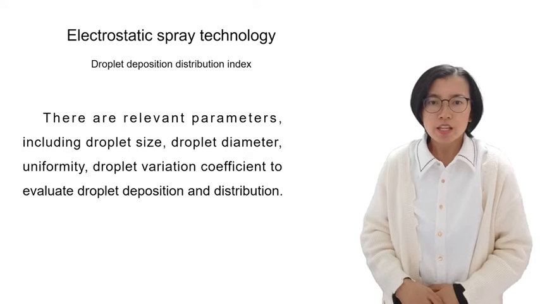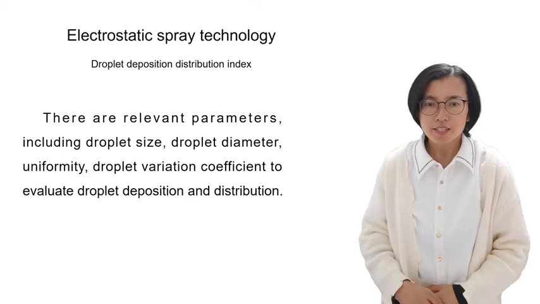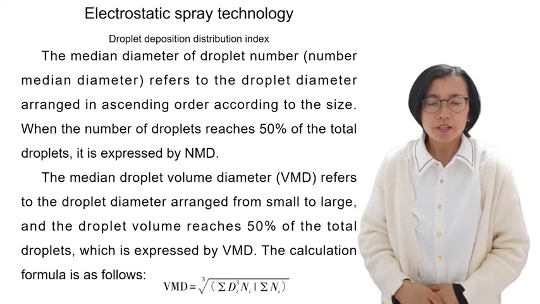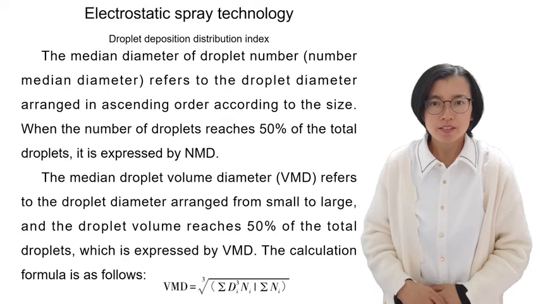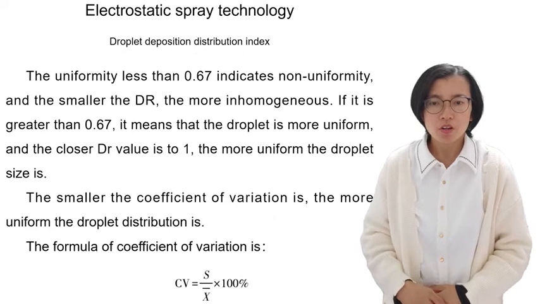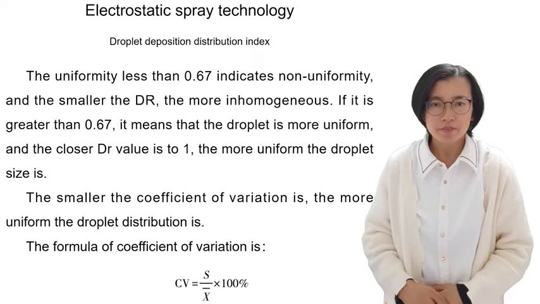There are some relevant parameters, including droplet size, droplet diameter, uniformity, and droplet variation coefficient, to evaluate the droplet deposition and distribution. Here are some formulas about the indexes. This is the number median diameter of the droplets. This formula is the coefficient of variation.